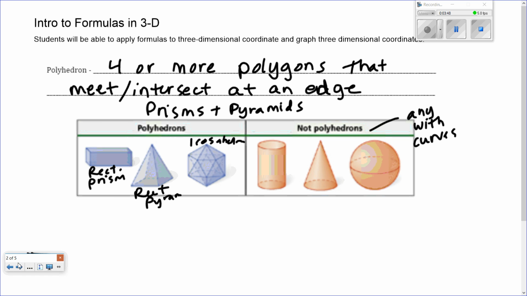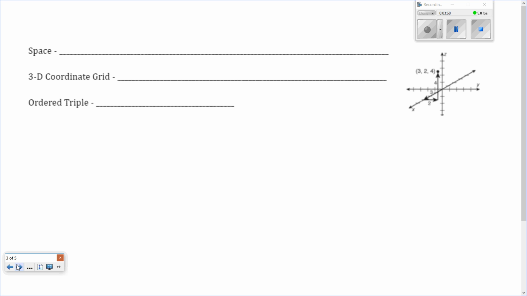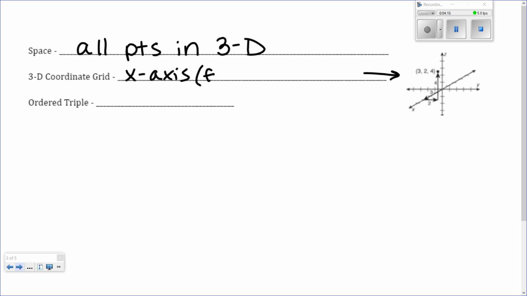Could go to the next slide, that would be great. Here we go. Okay, space is going to be all your points in 3D. You've got your 3D coordinate grid, which you can see over here. Very strange to look at. 3D coordinate grid is going to kind of come at you. So you're going to have an x-axis that's kind of forward. You're going to have a y-axis that goes side to side, and you're going to have a z-axis that goes up and down.